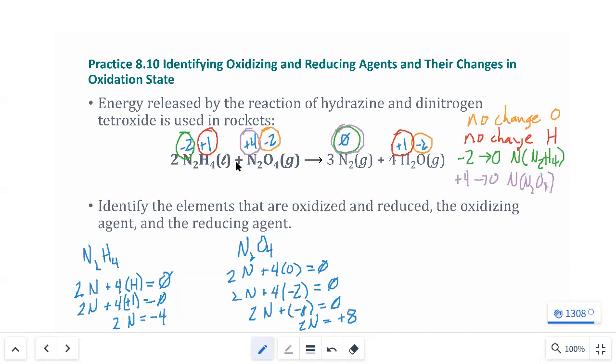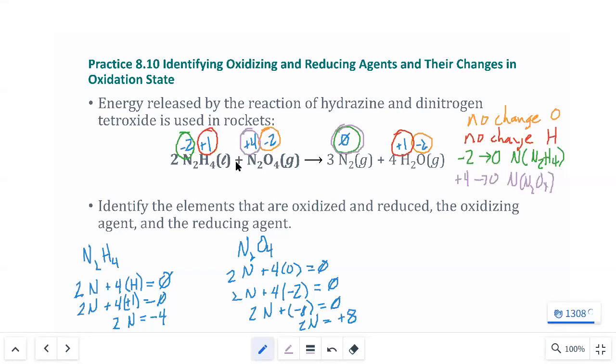If I have a single source of nitrogen on the reactant side and a single source of nitrogen on the product side, they're not going to split into different kinds of oxidation states. Remember, all of the oxidation states for an element in a given compound are the same. So that's why we were able to say the nitrogen was always negative two in hydrazine and always positive four in the dinitrogen tetroxide. You can't have multiple oxidation states of an element in the same compound. But if I do have different compounds that happen to have the same elements in them, those different compounds can have different oxidation states.